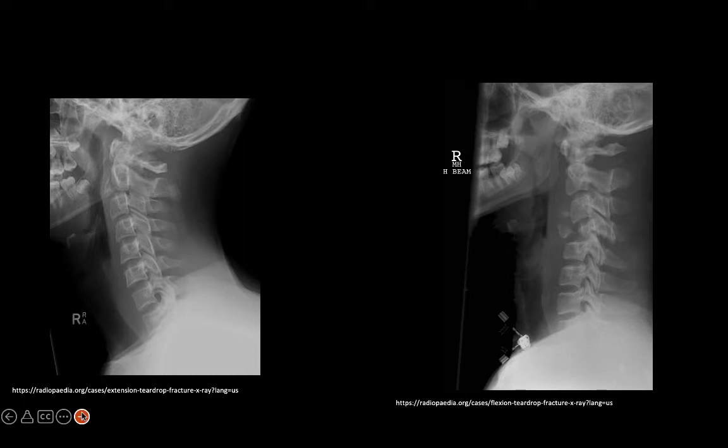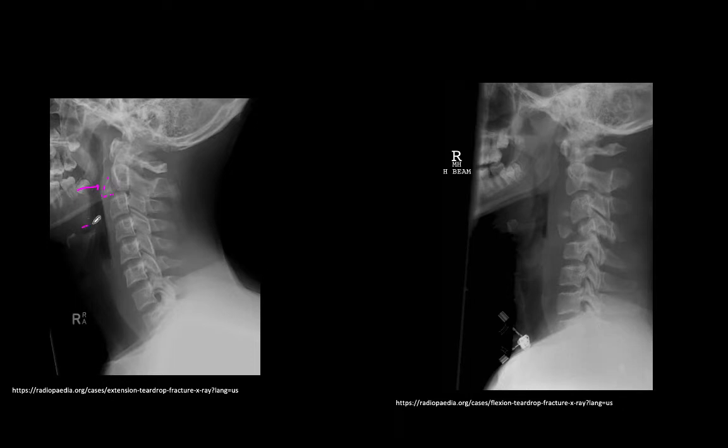All right, now moving on to the next fracture pattern. This is one of the few fracture patterns that has 2 mechanisms of injury. One is hyperflexion and the other is hyperextension. So let's start in the image off to the left. This is a radiographic examination, lateral view, in a patient who likely had a hyperextension-based injury. And you'll notice a triangular or teardrop-shaped fracture off the anterior inferior corner of C2.